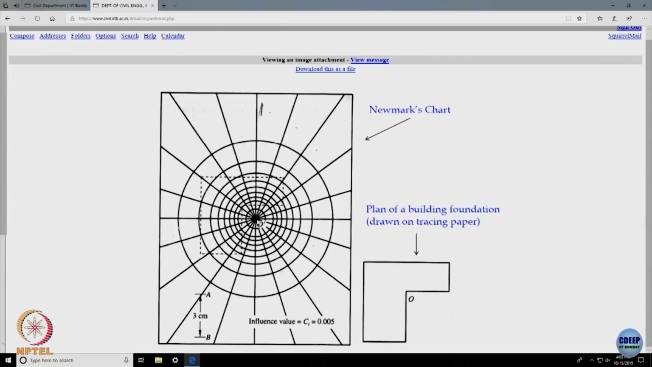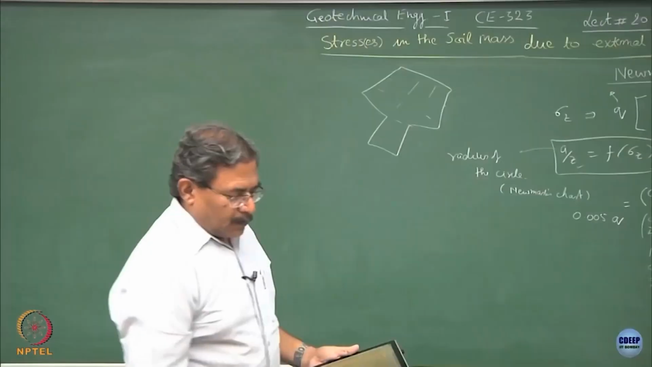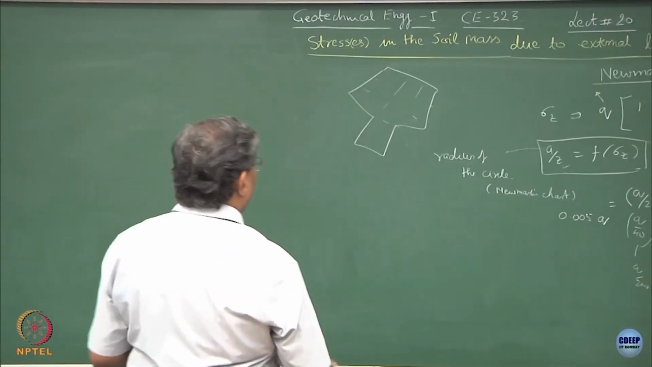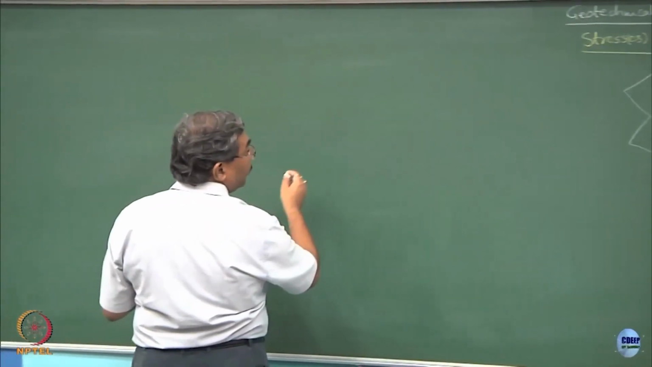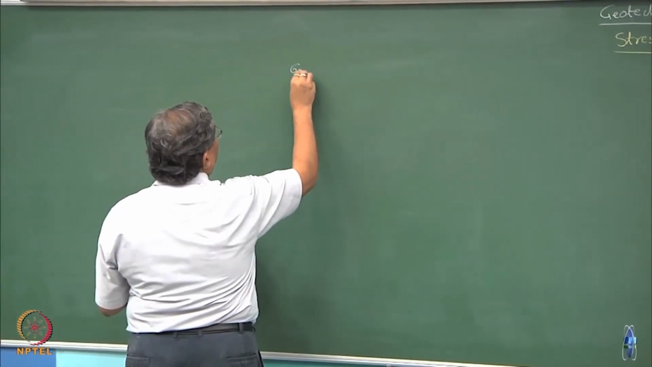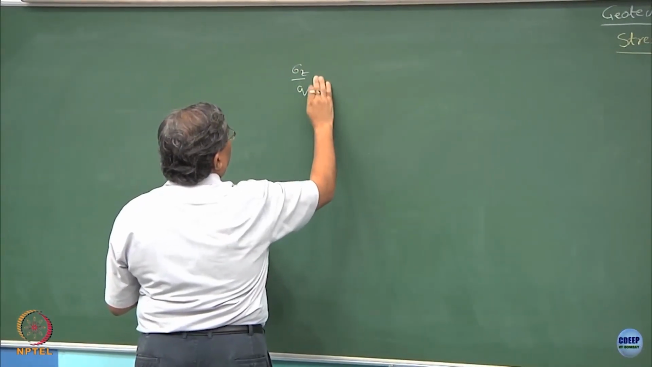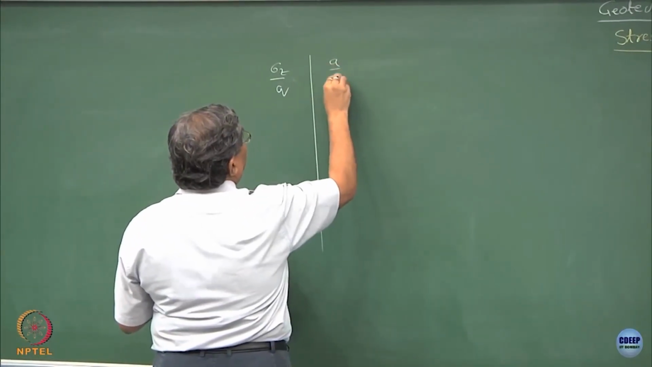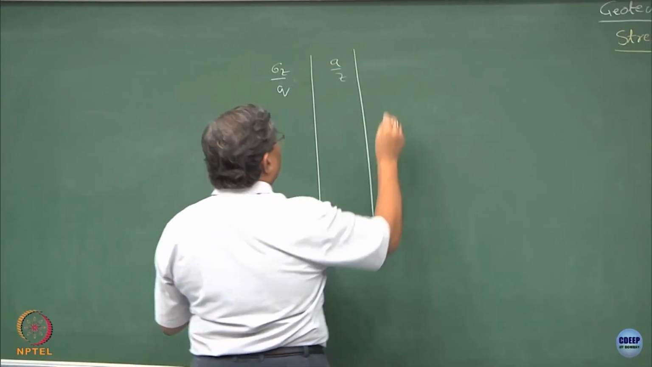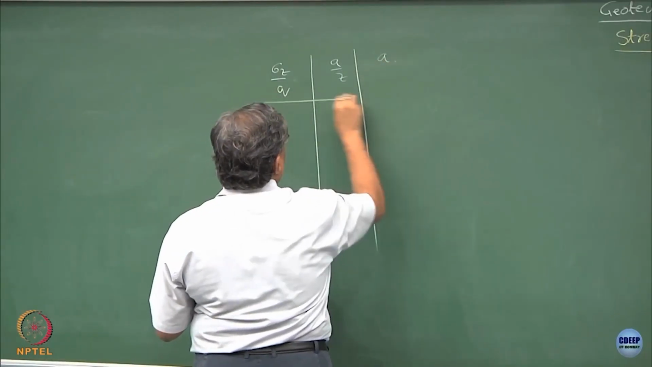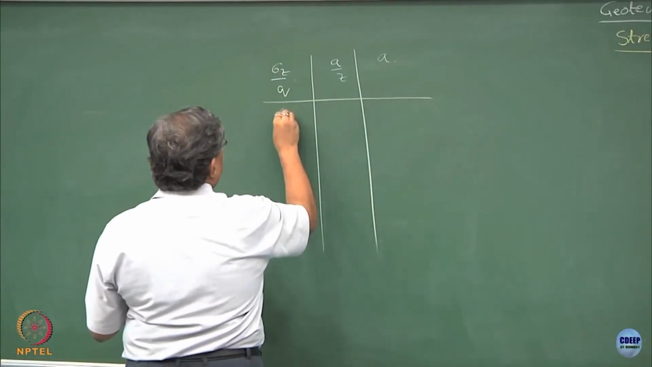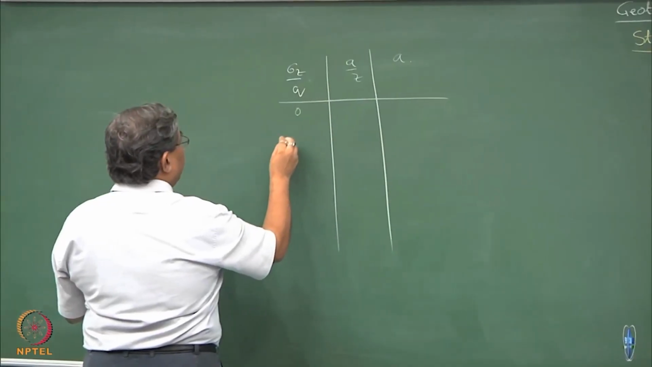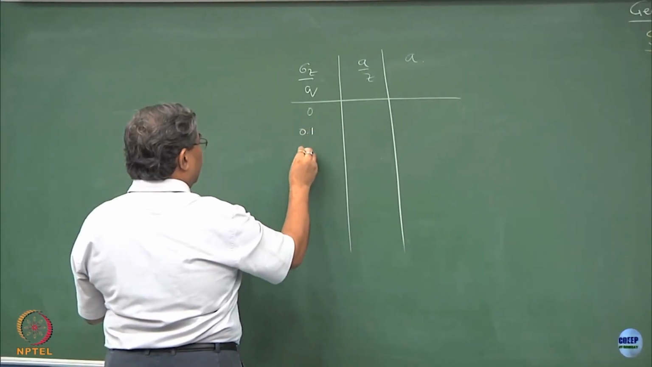But in competitive exams, yes, they will ask you these types of questions, so you should practice. So, the steps involved are, suppose I write down the steps for you: sigma z by q, and a by z, and a. So, normally we do it in steps of 0.1.